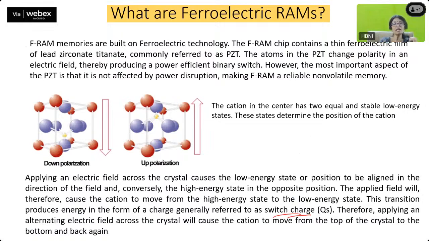Therefore, when you apply an alternating electric field across the crystal, it will cause the cation to move from the top of the crystal, as you can see over here, to the bottom of the crystal, as you can see over here. So this is how it continuously changes the polarity.